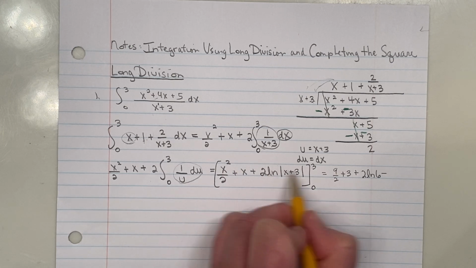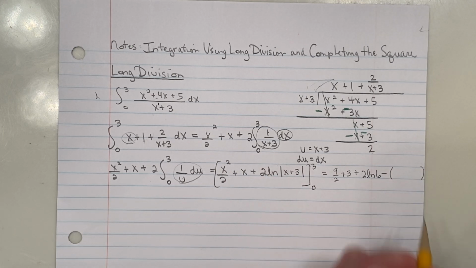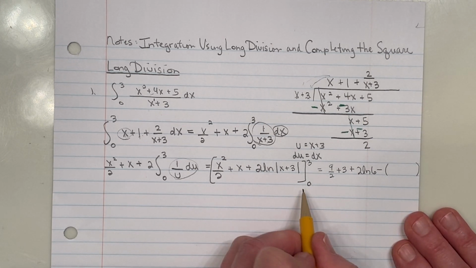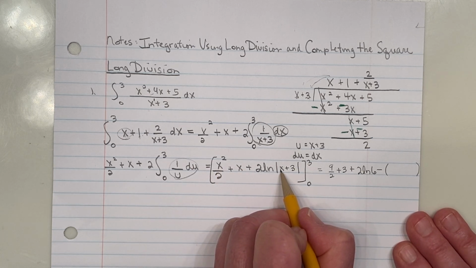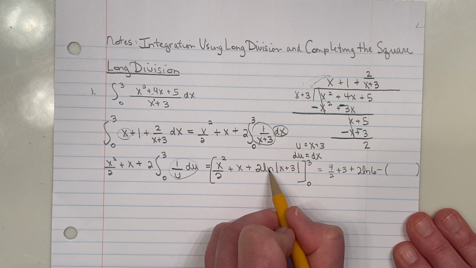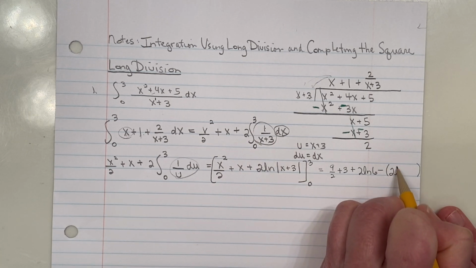Now I'm ready to plug in 0. And don't forget to do a parenthesis here because you're going to subtract maybe a bunch of terms. But how nice is that, that's 0, plug 0 in here. So all I'm subtracting is 2 ln of 3.